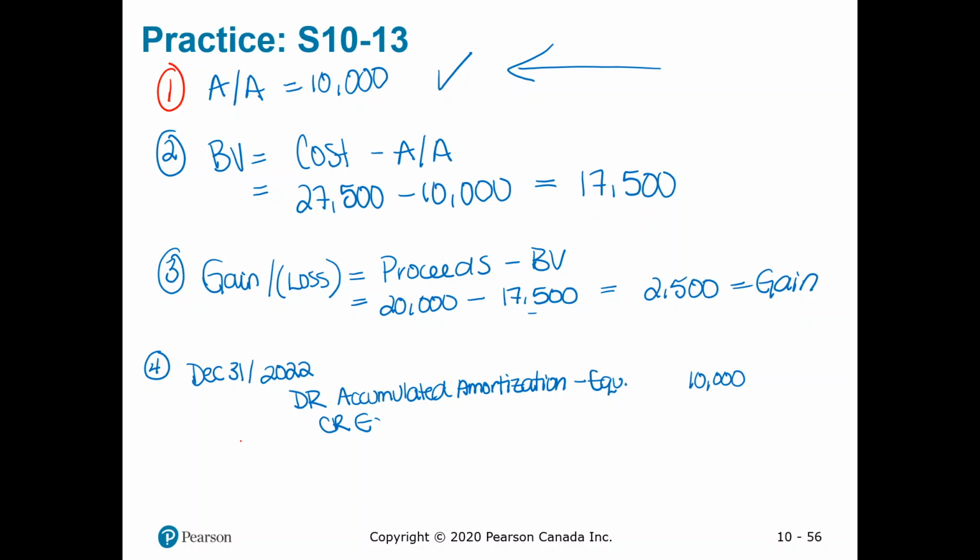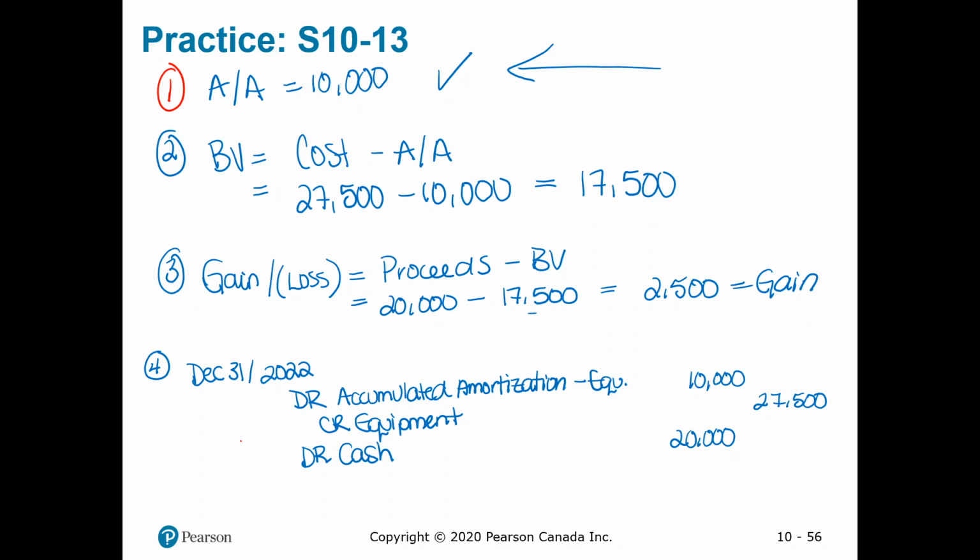Next, we credit the equipment. Whatever we're selling, here it was equipment, and we're using the cost. The cost of this equipment was $27,500. Then we book what our proceeds were. What did we receive as the sale? We sold it for $20,000. So we got cash. So we'll debit cash for $20,000.